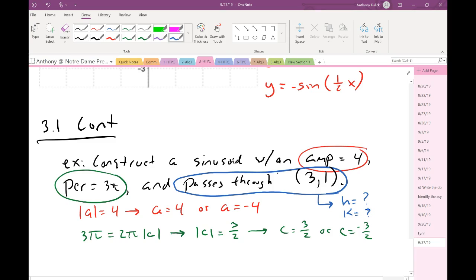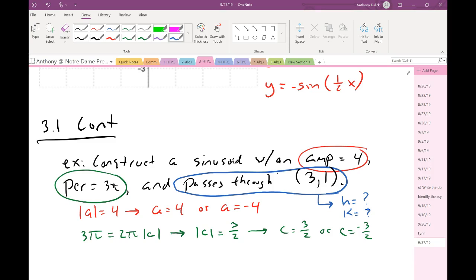It has to be able to tell us something about the h and the k. We don't know what yet, but there's no other way we're going to get h from the amplitude or k from the amplitude, or h from the period or k from the period. Those are unrelated to those two attributes. So this passing through the point (3, 1) has got to tell us something about h and k. Everybody okay with that?